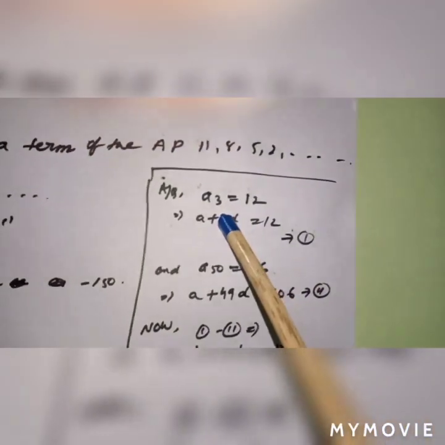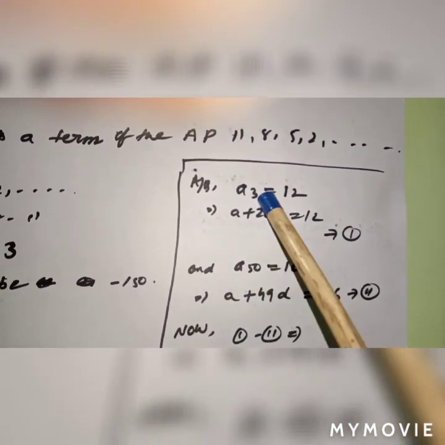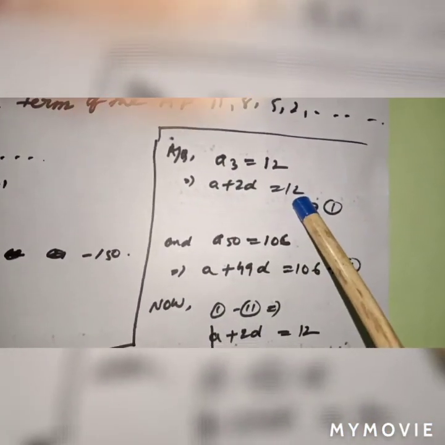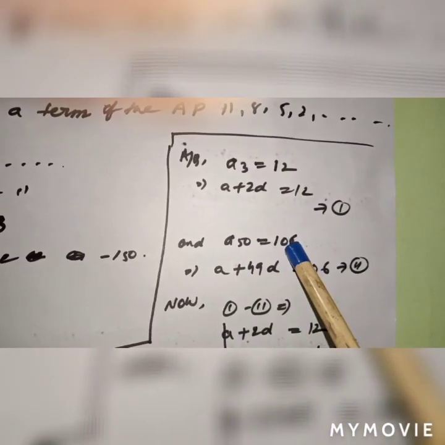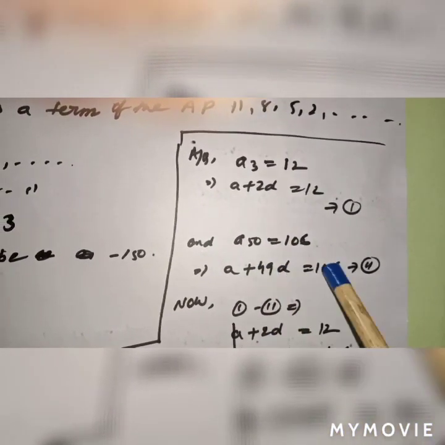According to the question, the third term, A3, is equal to 12. They have given this. A3 means A plus 3 minus 1, that is, A plus 2D is equal to 12. Then the last term, A50, is 106. Similarly, A plus 50 minus 1 means A plus 49D is 106.